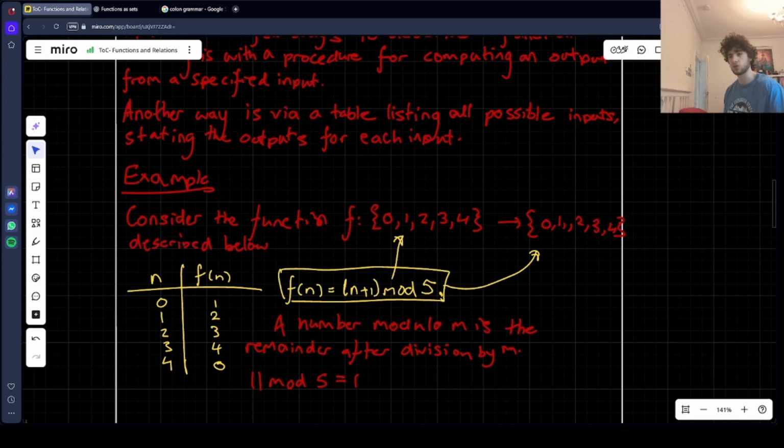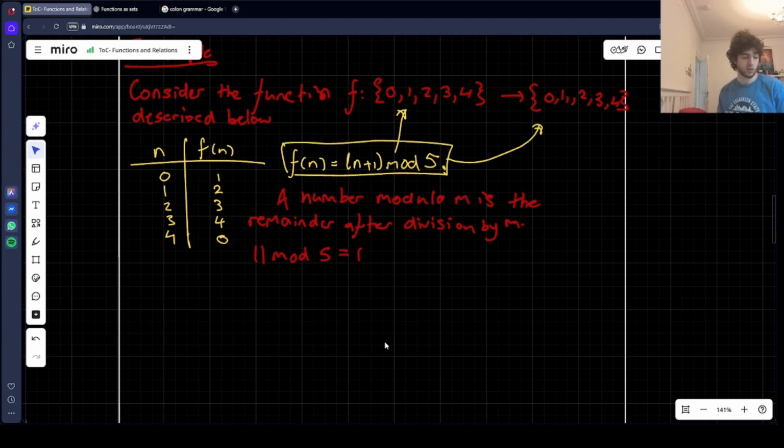I think the point of the example was to show where we could write out just the outputs of a function using a table. But in this case, the rule of the function is simply that you take an input, add 1 to it, and evaluate it at mod 5. That's really all that's going on there. And as a side note, modular arithmetic is just basically stuff to do with mods, with remainders.